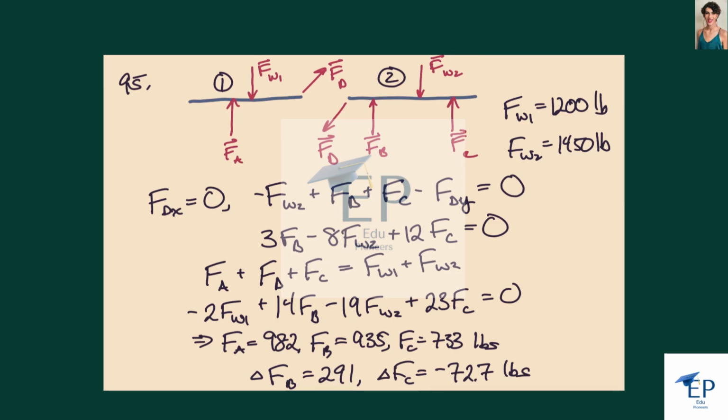On the front of the truck, there's less load, and it makes sense because we've got a force acting down here, so it's taking weight off of this and adding weight to this. So we have 72.7 pounds less force acting on each front tire.